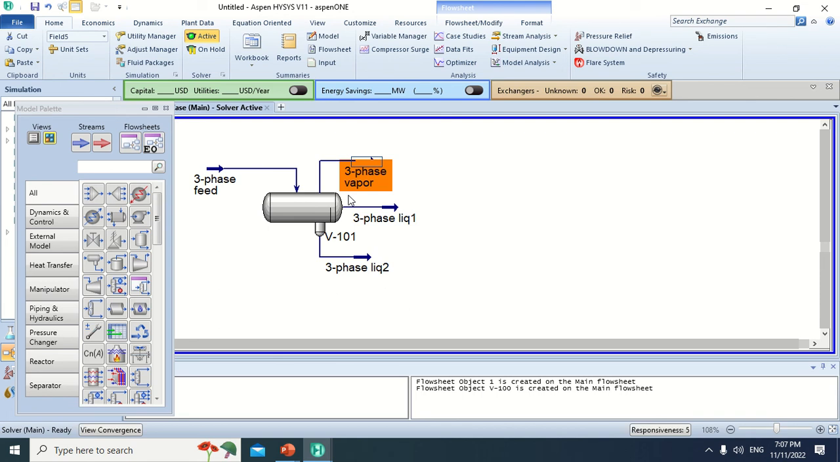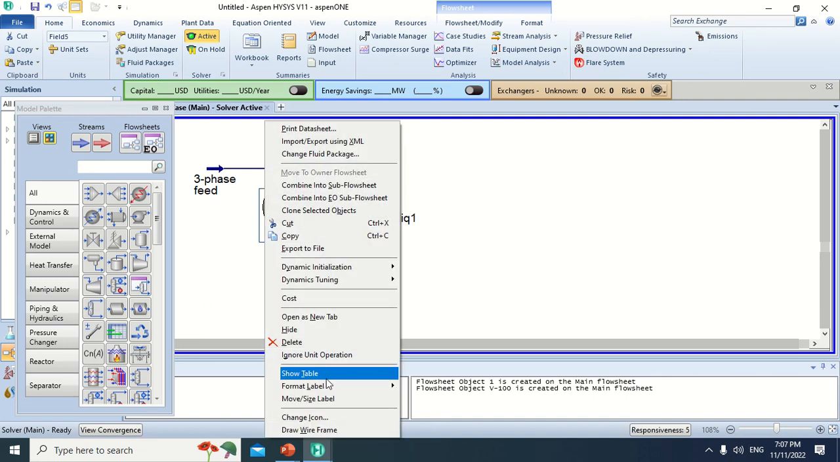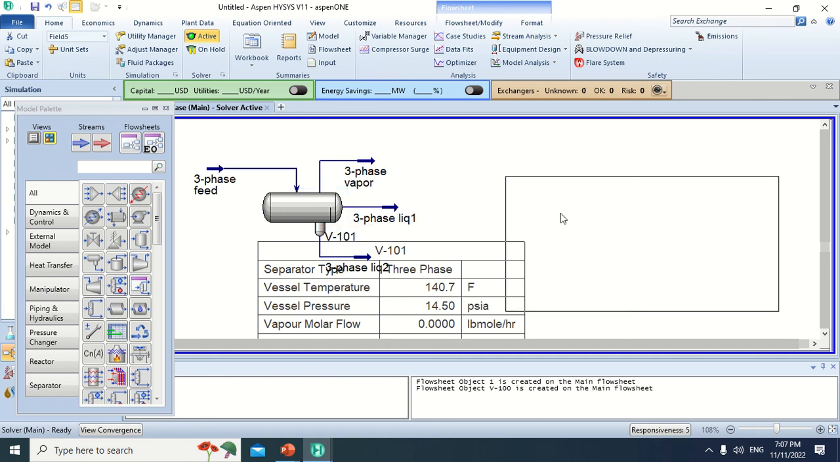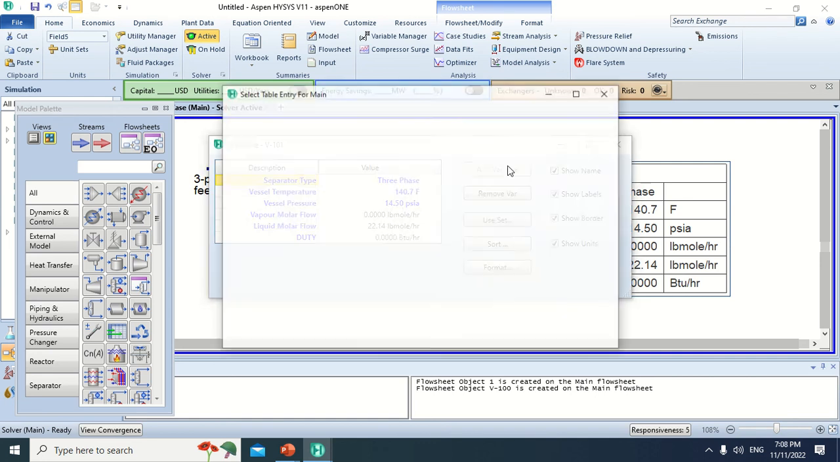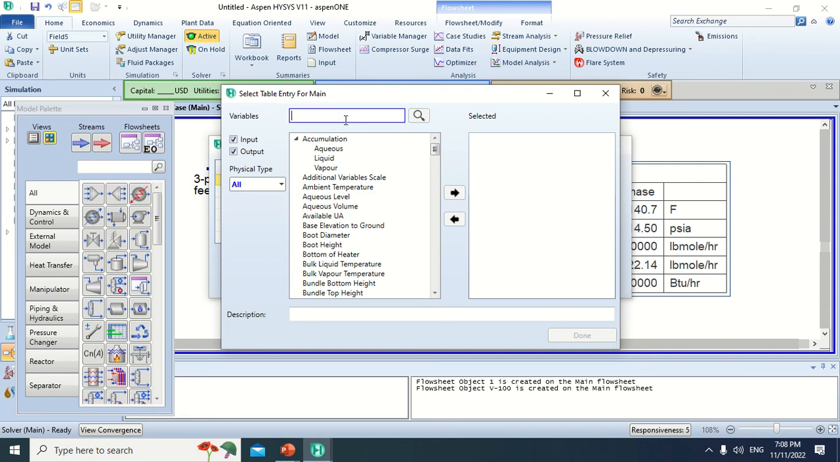Now I want to add show table. Right click, choose show table. We can see separator type, vessel temperature, vessel pressure, and the other. If you want to see a liquid mass flow or a liquid molar flow or the other, you can double click on show table and choose add variable and search this place.